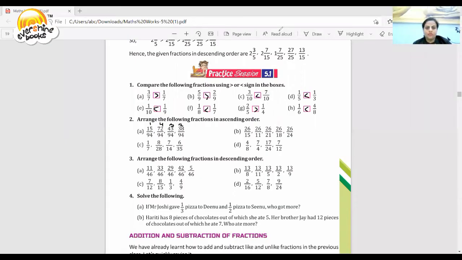So what we are doing is in our 5.1 exercise, we are going to compare by using the sign. 3 upon 7 or 1 upon 7. 3 is bigger, so the sign will come like this. 5 upon 9, 2 upon 9, 5 is bigger, so we will write like this. 3 upon 10 and 7 upon 10. 7 is bigger, so we will write like this. 1 upon 5 and 1 upon 3. So here, when the numerators are same, what is the greatest number? That is the smallest one.